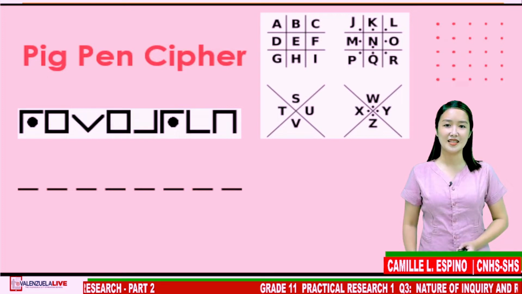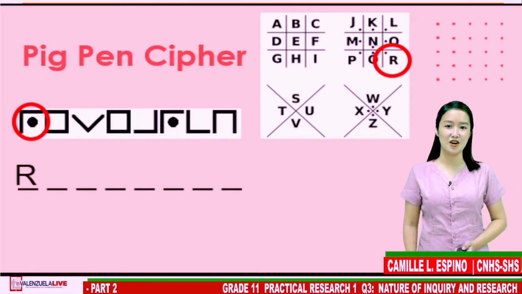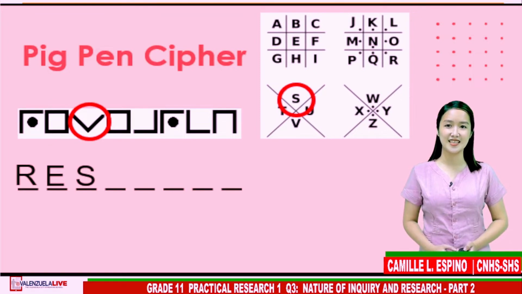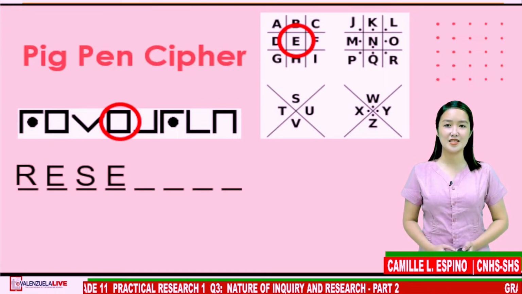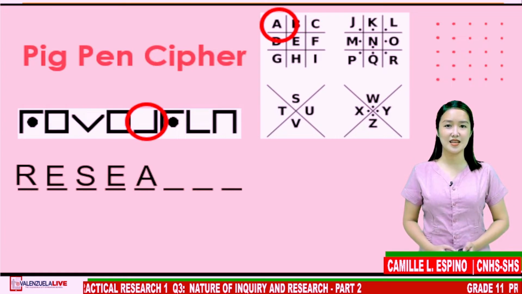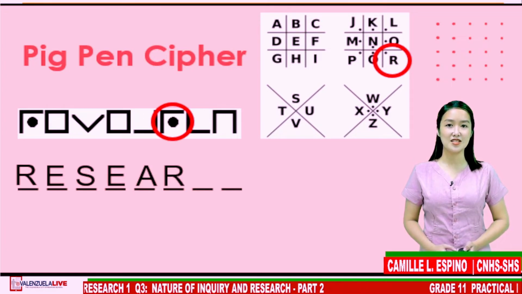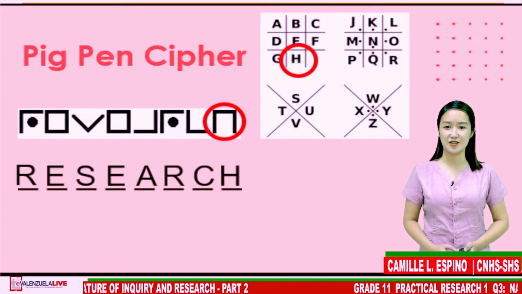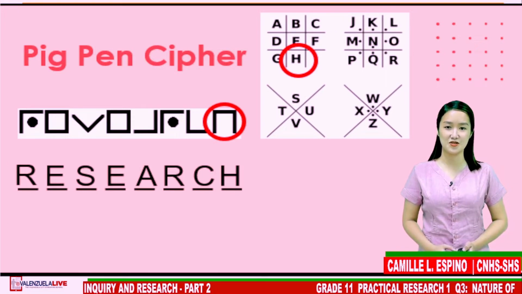This symbol represents letter R. This one represents letter E. This symbol represents letter S. This one is letter E. This is letter A. This is letter R. This is letter C. And this is letter H. So the word is research.